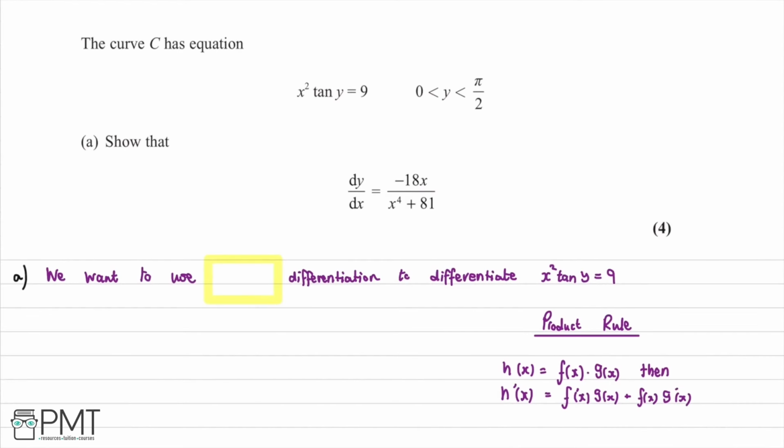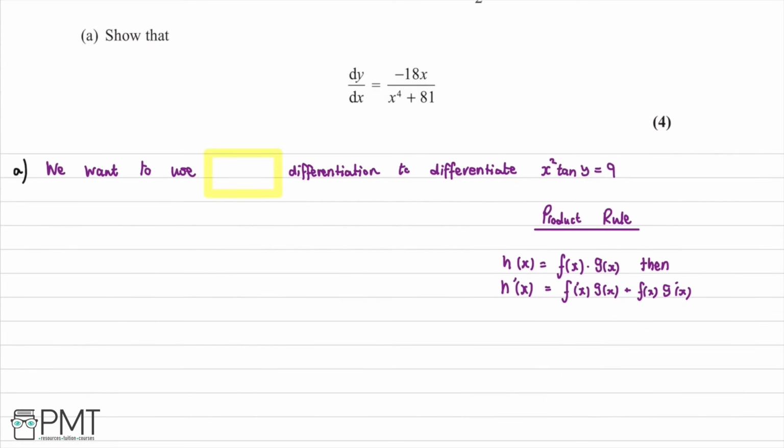So here in this question, we're told that the curve C has the equation x squared multiplied by tan y is equal to 9, and that's for y between 0 and pi over 2 radians. And we are asked to show that dy by dx, so the derivative, is equal to negative 18x divided by x to the power of 4 plus 81.